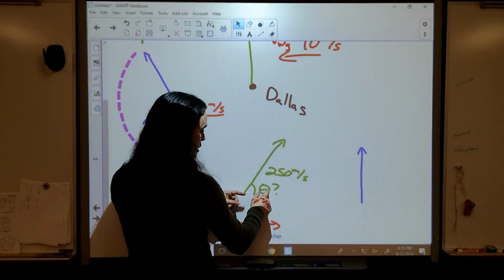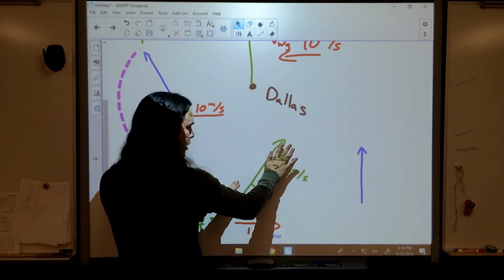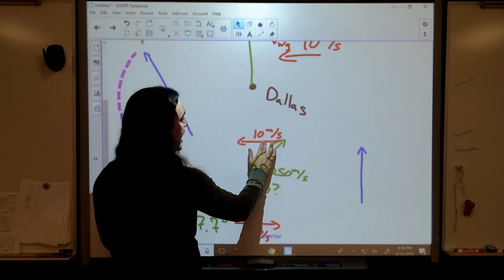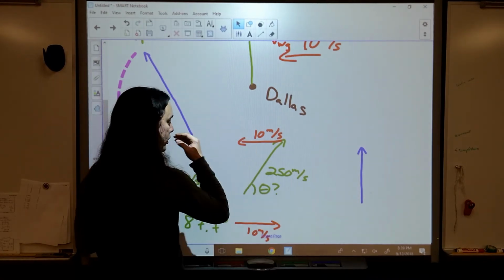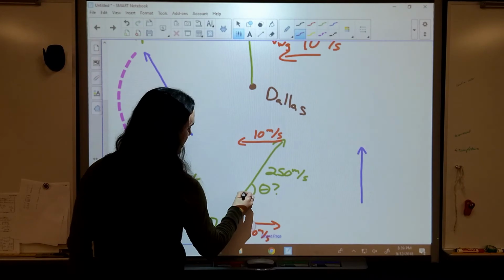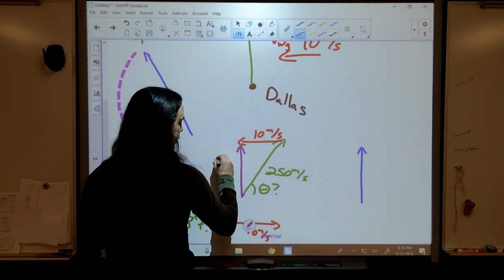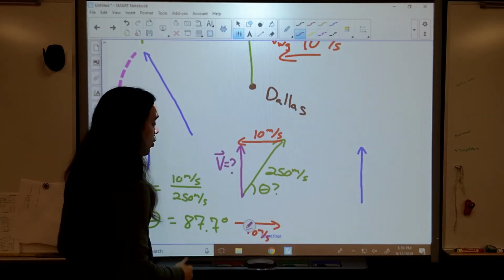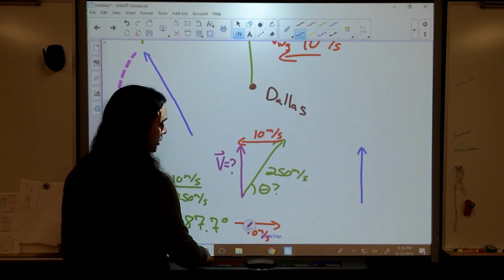You need a vector with 250 meters per second. This is your plane, and you need an angle. You need to know which way to point so that you're not blown off course. And you know that there's another vector, the wind, which is 10 meters per second pointed to the west. So what you're actually looking for is this. We're going to add these two vectors together, and we want them to come up with this, our actual speed of the plane, or velocity, I should say. Our actual path will take us straight north.